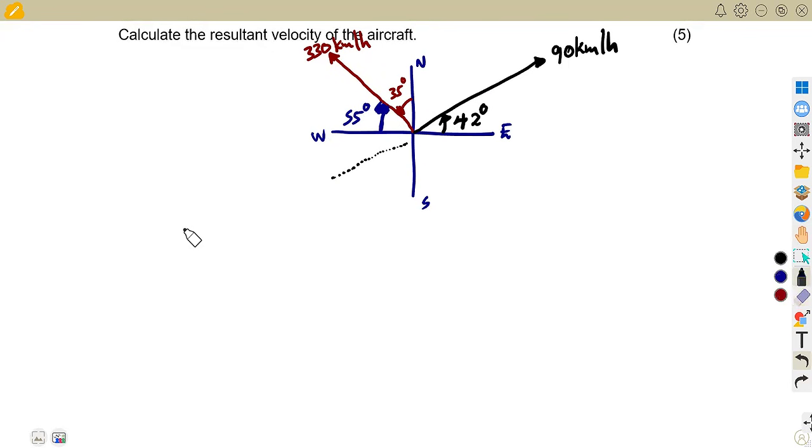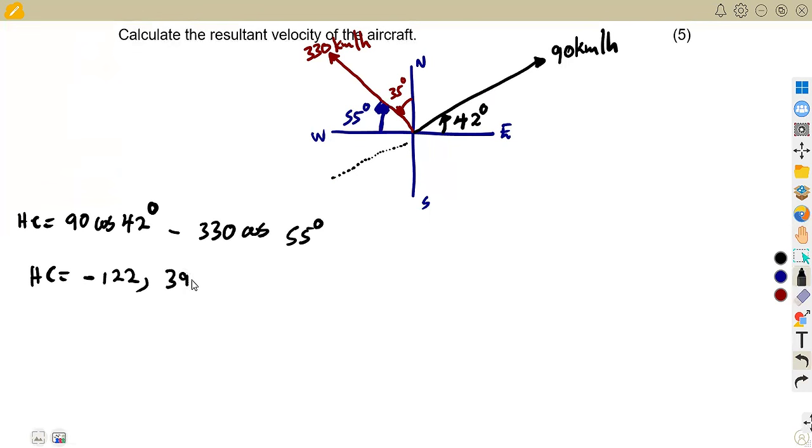So meaning to say our horizontal components, if you are someone like me, going to take it like this: 90 cos 42. We are on the positive, so it's going to be a positive 90 cos 42 degrees. This side is on the negative, so it's going to be negative 330 cos of what? The angle between here from the horizontal, which is what? 55 degrees. All right, so that is going to give us the sum of the horizontal components, which in this case is going to be negative 122.397. Meaning to say that, what does it mean?